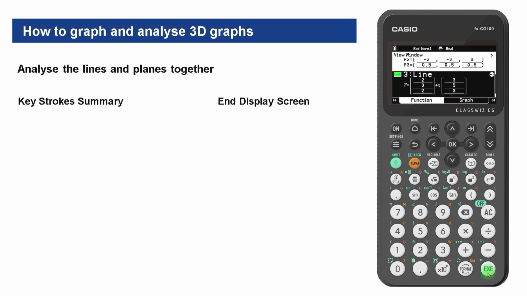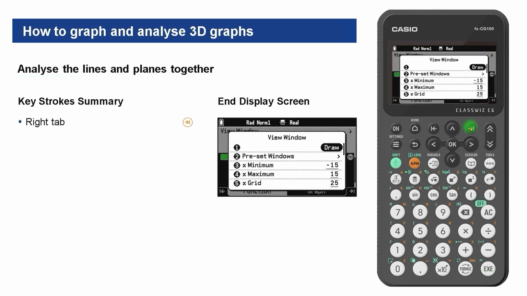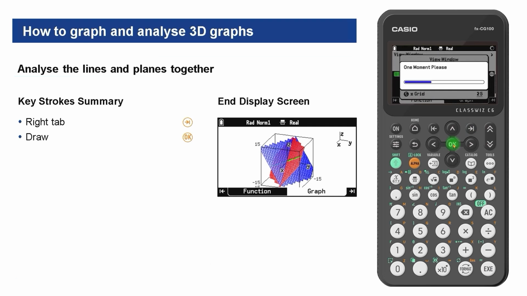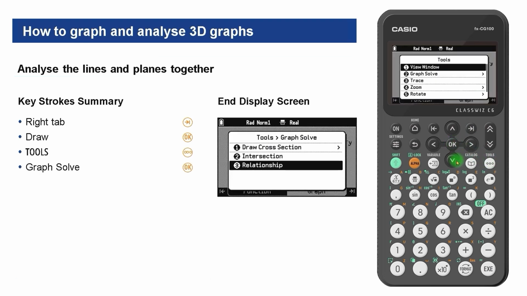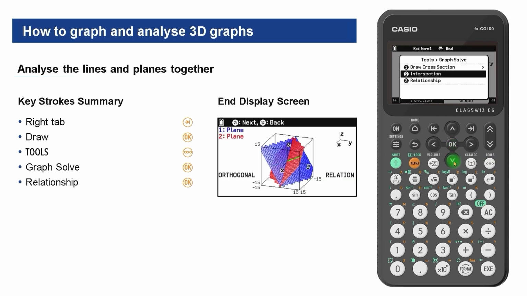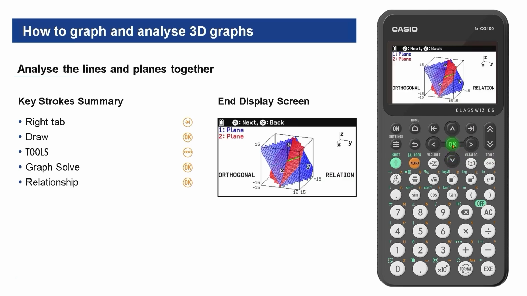To analyse the lines and planes together, press Right tab and Draw. Then Tools, Graph Solve and relationship. Planes 1 and 2 are orthogonal as before. Page scroll to see that the line lies on plane 2 and is orthogonal to plane 1 as expected. Other line-to-plane relationships are intersect and parallel.